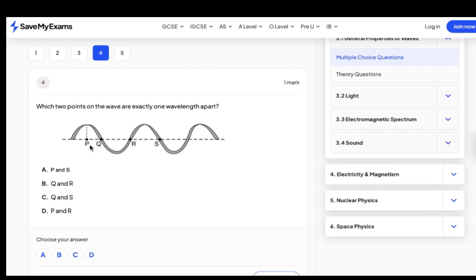But if they put P, and there was also one here in the middle, that would have been the correct answer. So look for the option that is Q and S. That's C. So this is our answer. Now we move on to the next question.